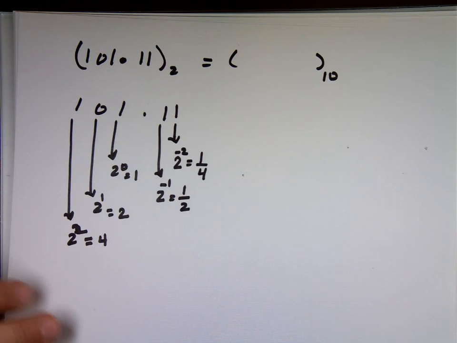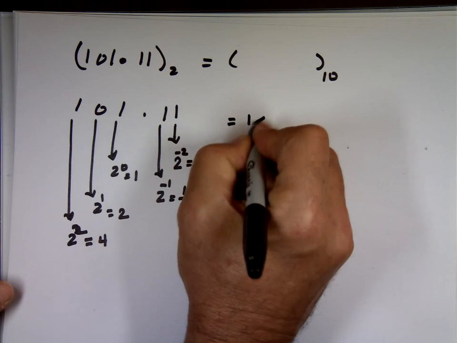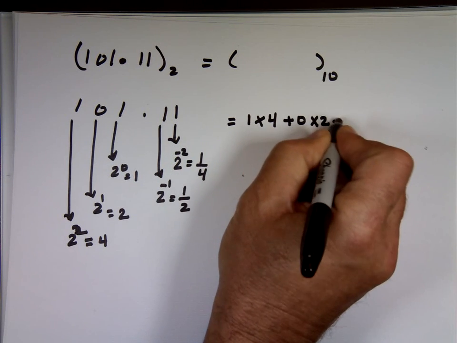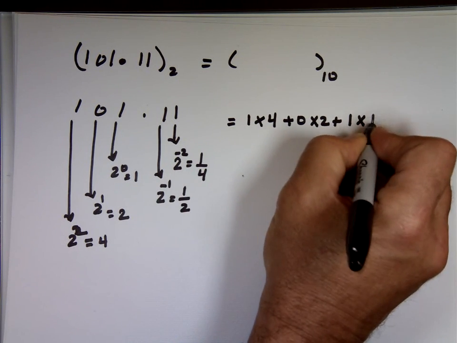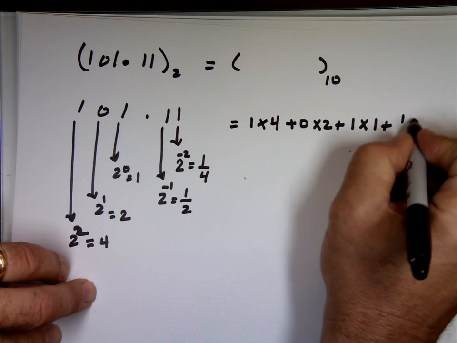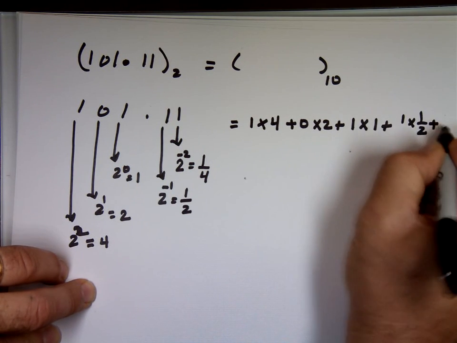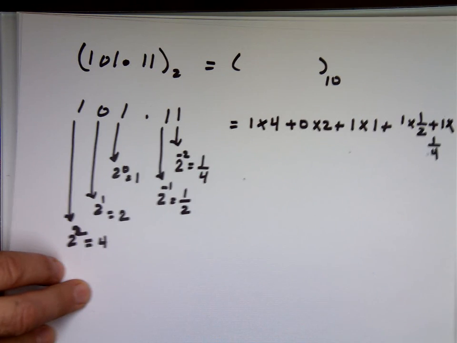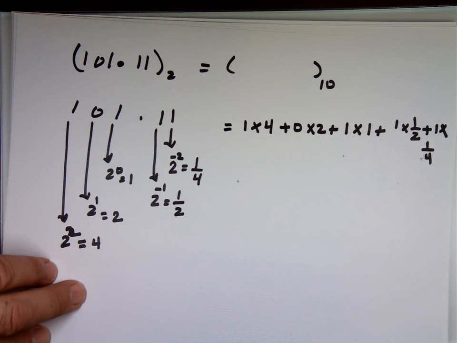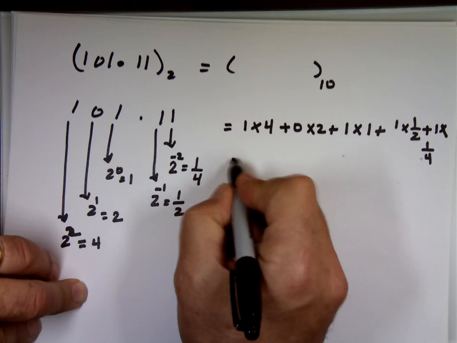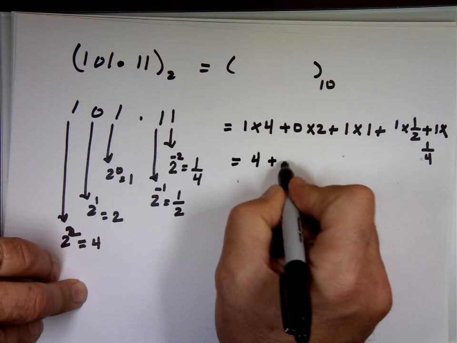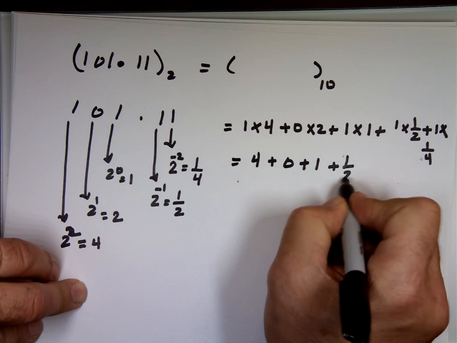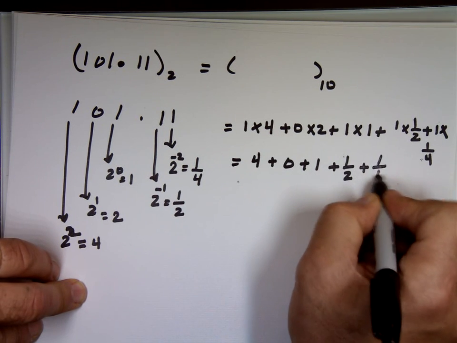So this number will be 1 times 4, 0 times 2, plus 1 times 1, plus 1 times a half, plus 1 times a 4th. One times 4 is what? 4. 0 times anything is 0. 1 times 1 is 1. 1 times a half is a half. 1 times a 4th is a 4th.